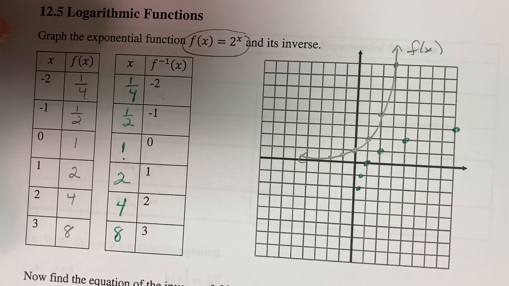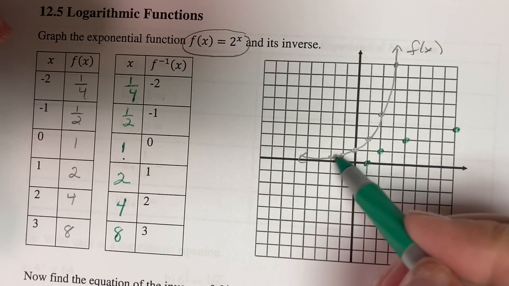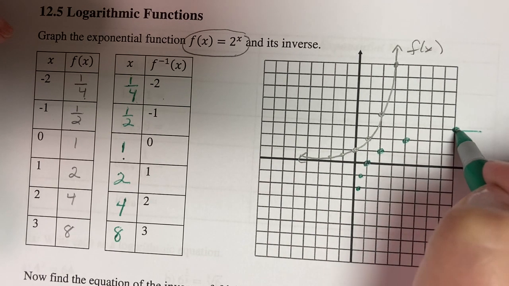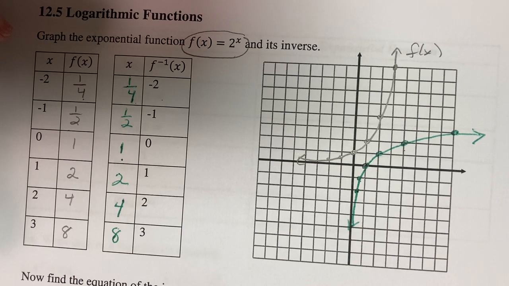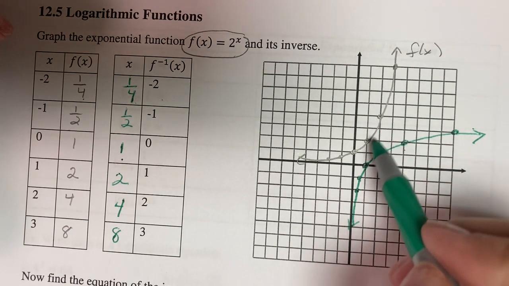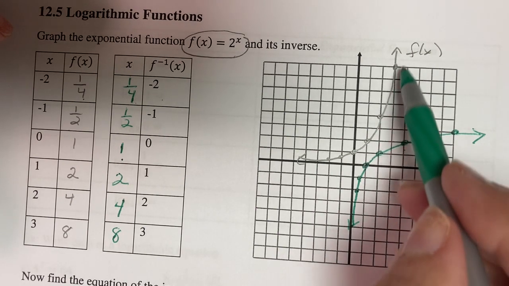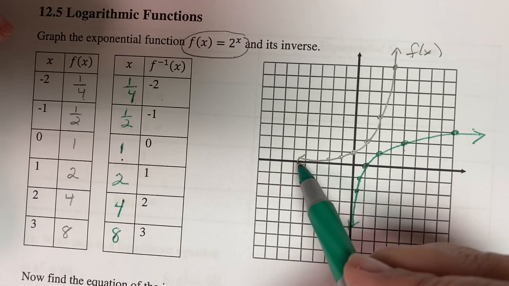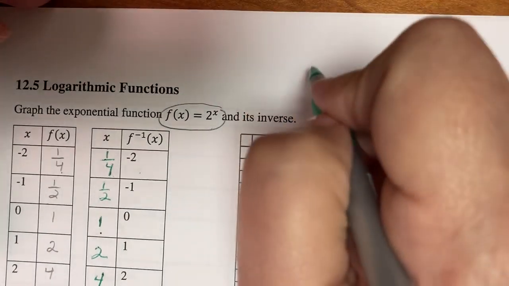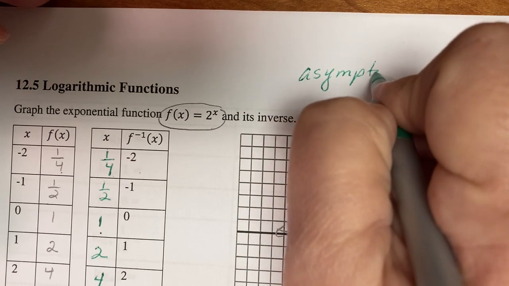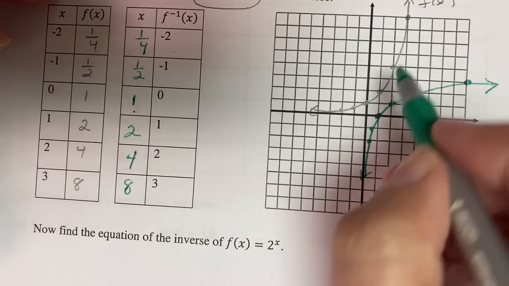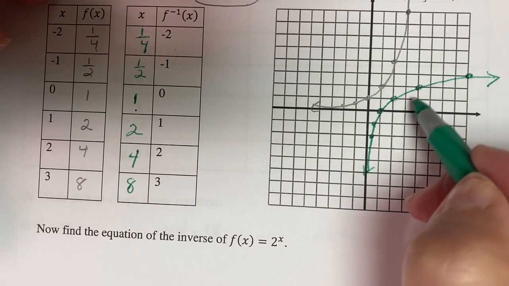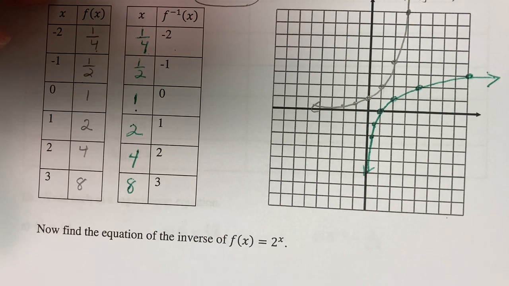So a couple of things you should be seeing. First of all, the original function got really, really close to the x-axis. Hopefully you're seeing that this function gets really, really close to the y-axis. So let's talk about really quickly what that means. When a graph gets really, really close to an axis or a value and doesn't touch it, that's called the asymptote. Let me write that word for you. Asymptote. So in the case of this f of x, the x-axis is the asymptote. And in the case of f inverse of x, the y-axis is the asymptote.